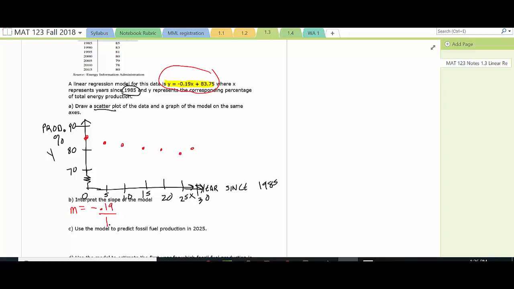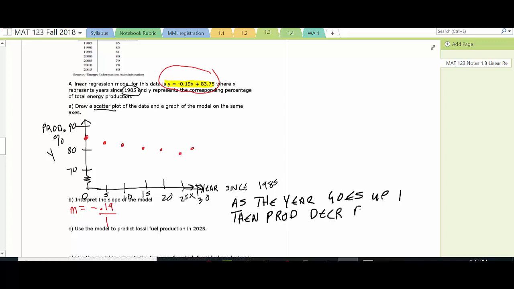So every time a year goes up, what happens to the production percentage? It goes down about 0.19. Okay, that's how that goes. So one way to write this interpretation would be like this. You would say, as the year goes up 1, and there's a lot of ways to write this, but this is a good way to think through it. As the year goes up 1, then production decreases, since it's going down, by 0.19. And that would be roughly like a percent like that.